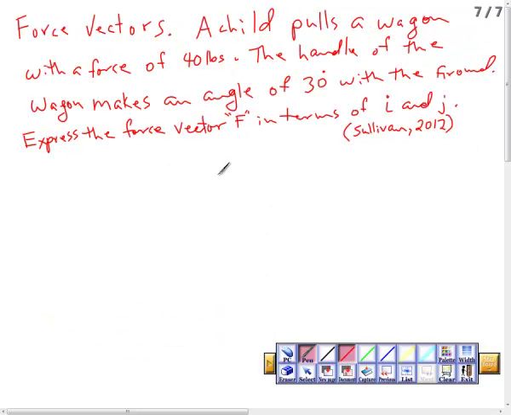Okay, here we have force vectors. A child pulls a wagon with a force of 40 pounds. The handle of the wagon makes an angle of 30 degrees with the ground. Express the force vector F in terms of I and J. So if we were to draw a picture of this, here's our wagon, and here's our 30 degrees, and pulls it with a force of 40 pounds.